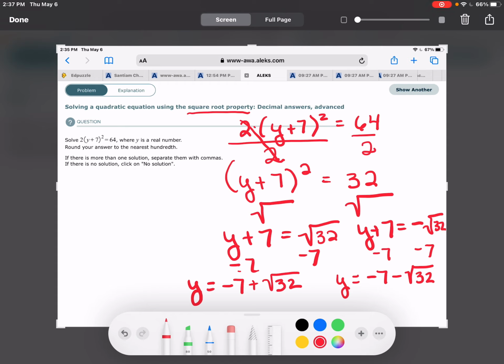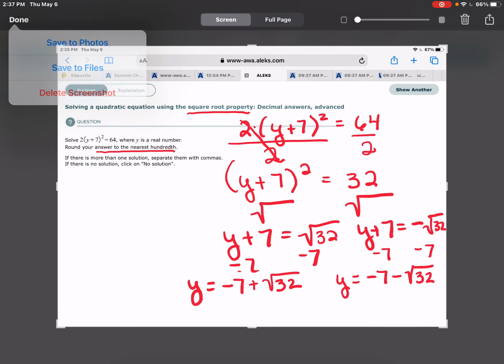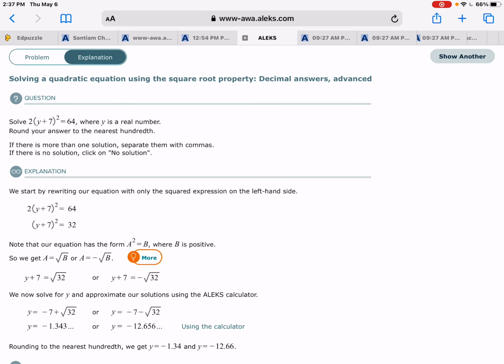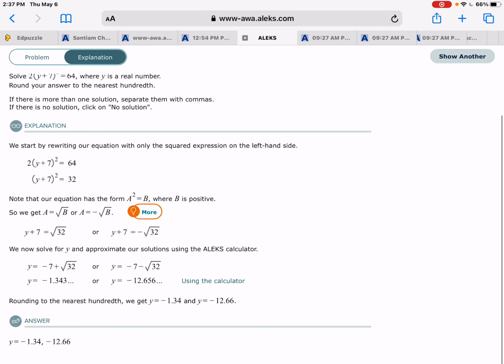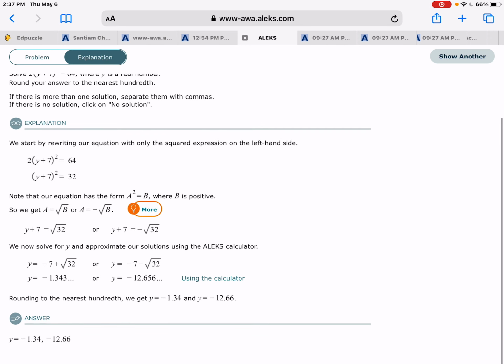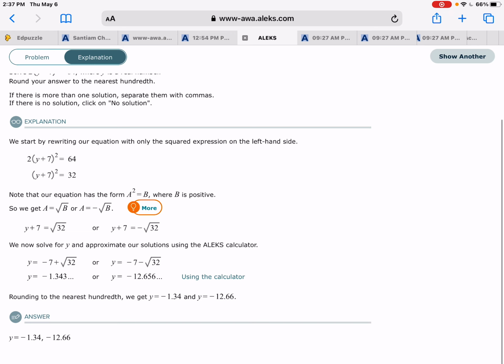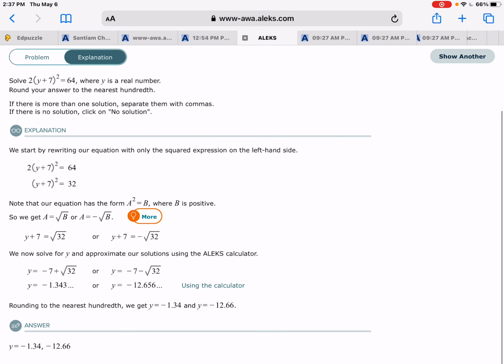You're allowed to put that in the calculator and round it to the nearest hundredth. Let's pop over to the Alex answer so we can see those numbers calculated for you. And we're going to get about negative 1.34 or about negative 12.66 for our 2 solutions.